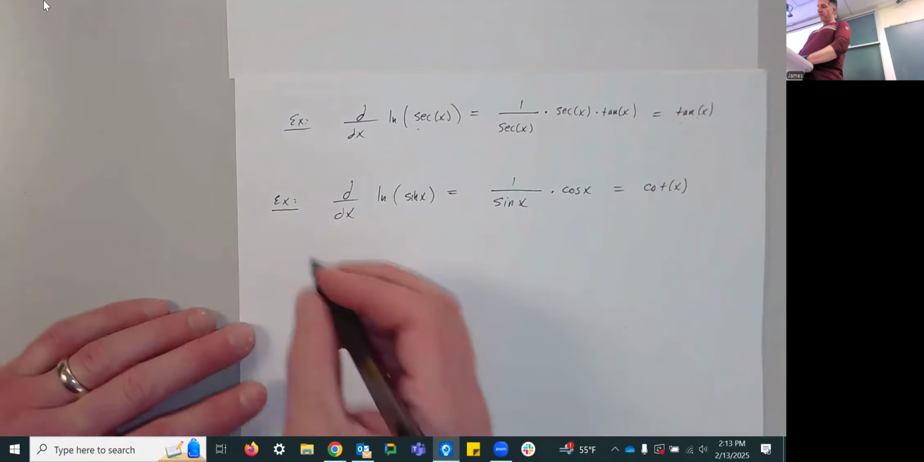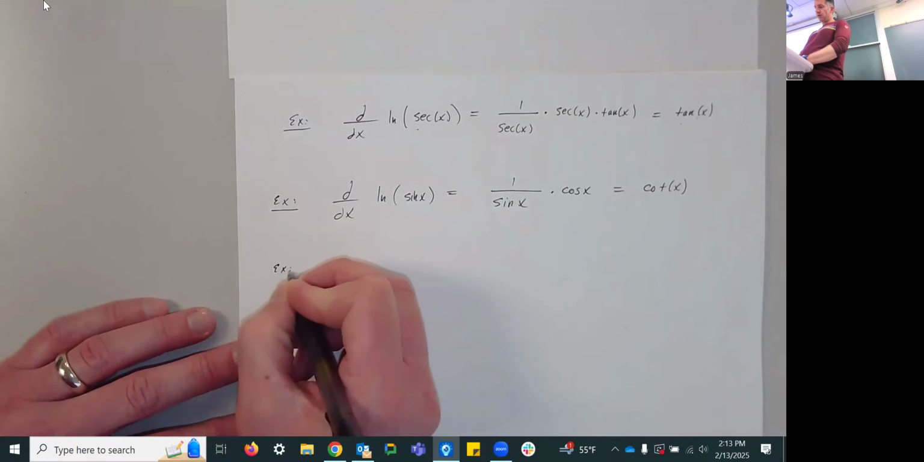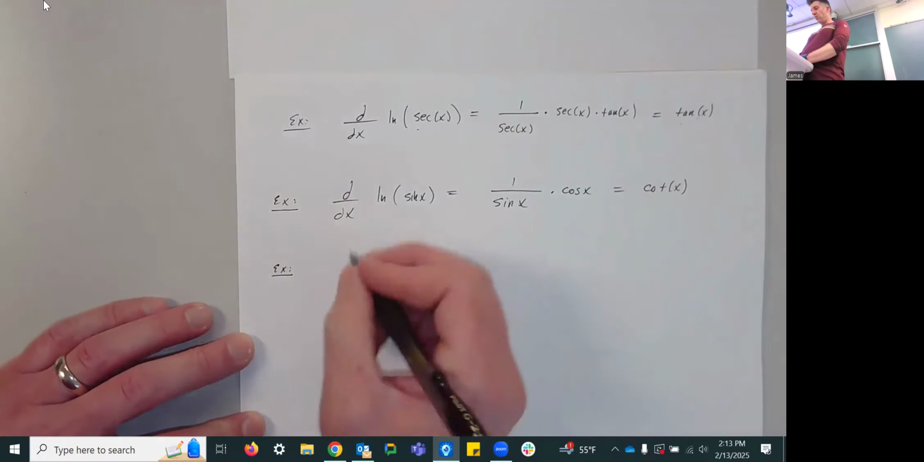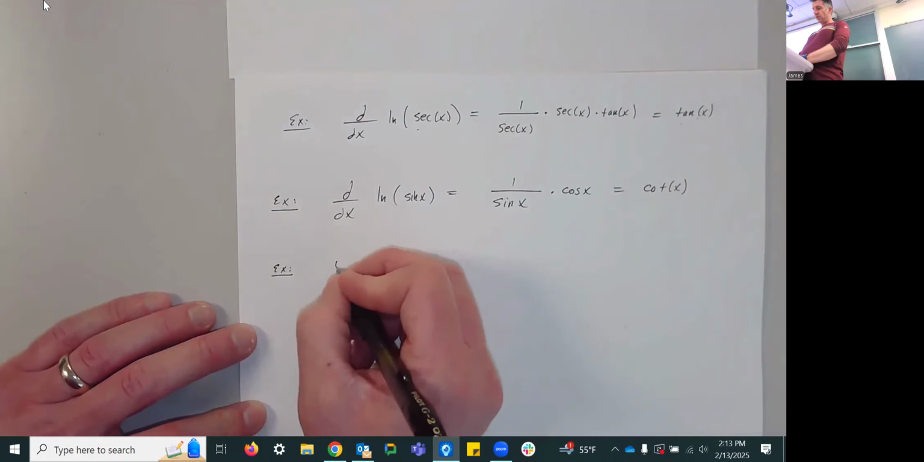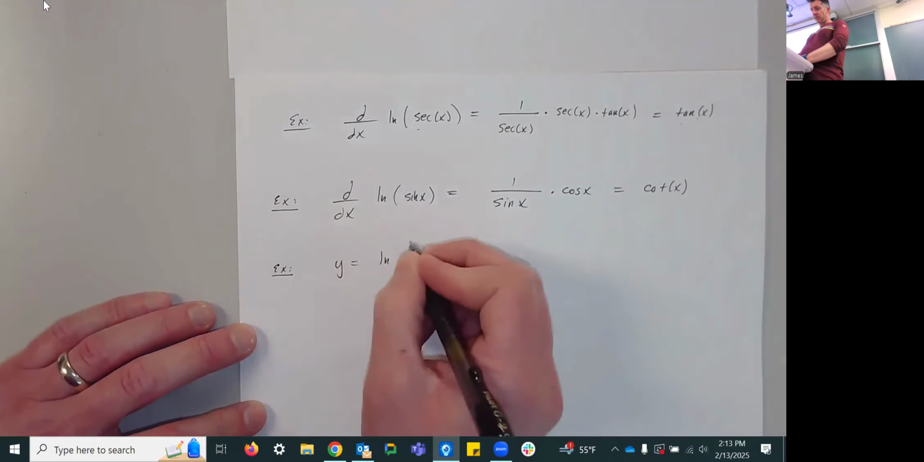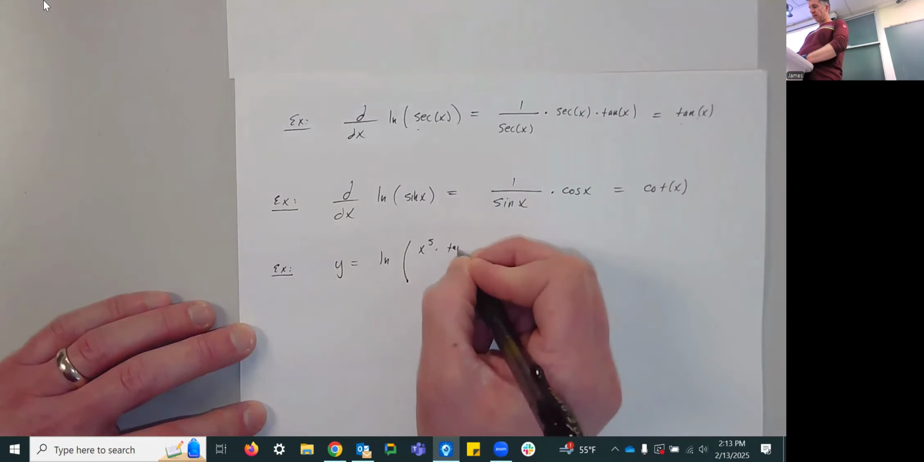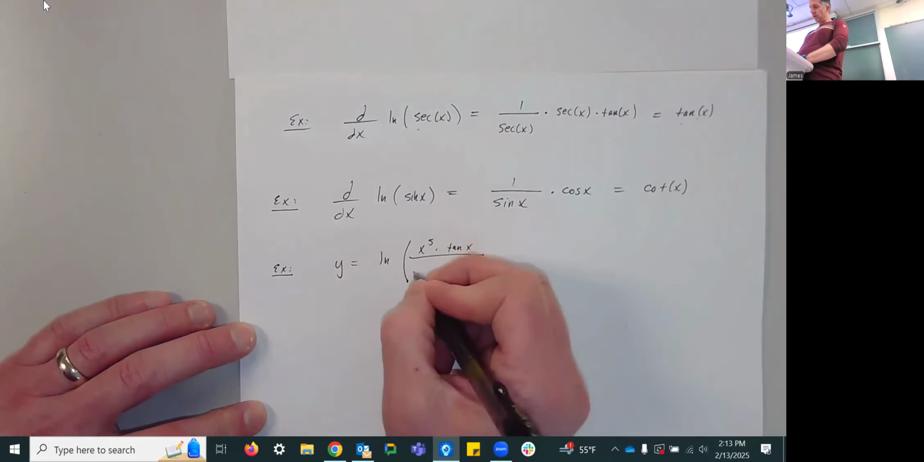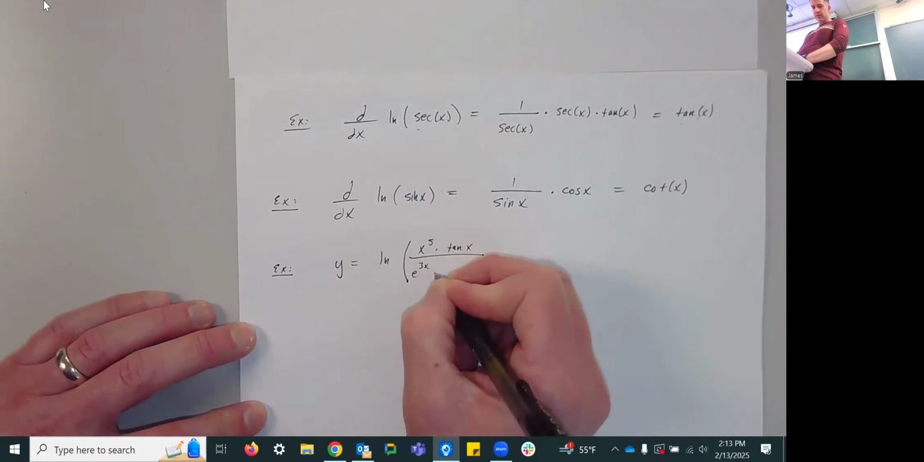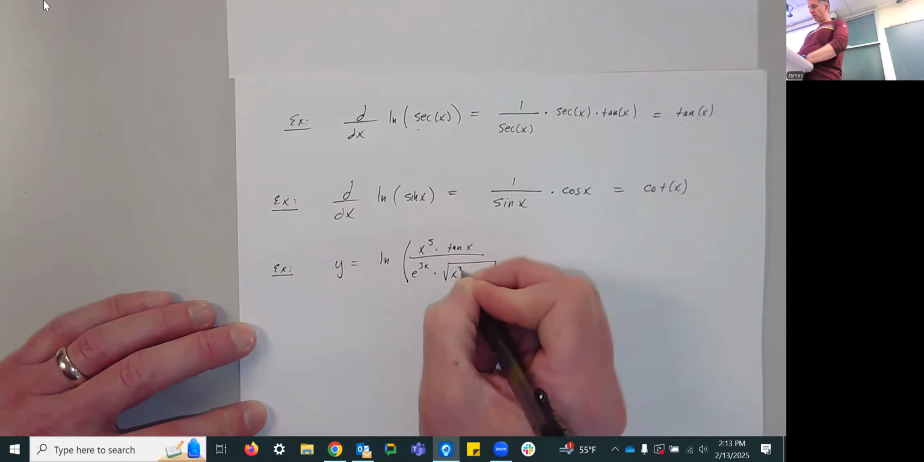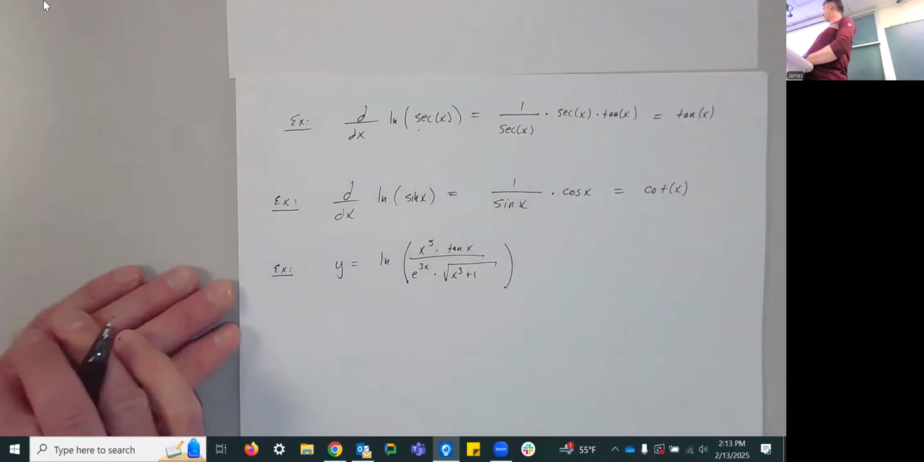What if, oh yeah, I saw this terrible problem the other day. What if someone said my function y was equal to the natural log of something terrible, like x to the 5th times tangent of x over e to the 3x times the square root of x cubed plus 1. We want to find the derivative.